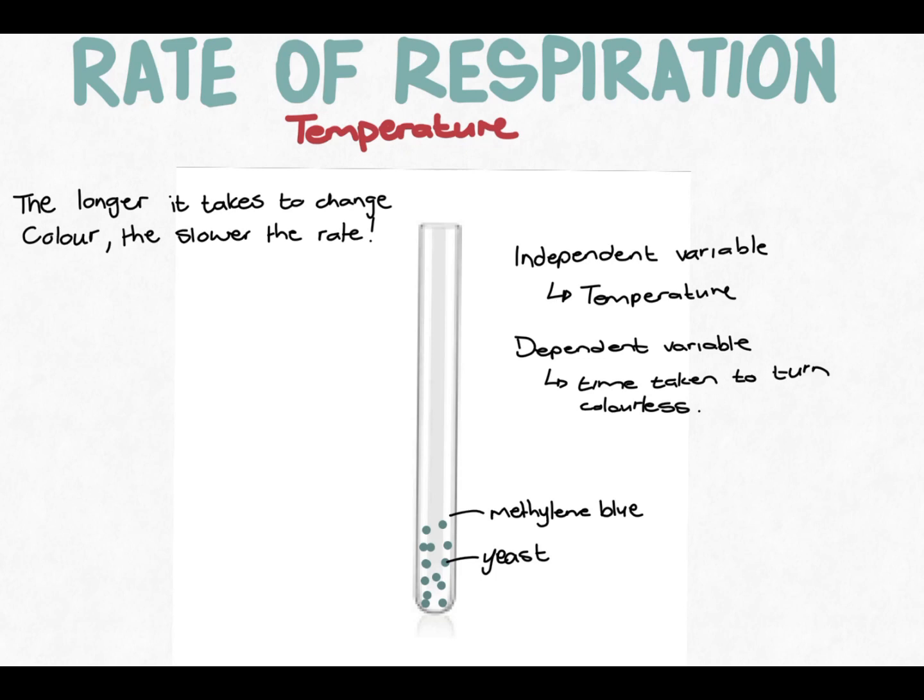Now, we have to also remember when doing an investigation like this to keep all the other variables constant. So the volume and the concentration of the dye that we add needs to be constant. The volume and the concentration of the yeast suspension needs to be constant. The concentration of glucose needs to be constant, and the pH of the suspension needs to be constant. These are all other variables that can change the rate of respiration.